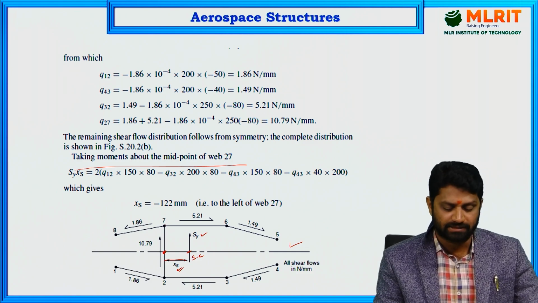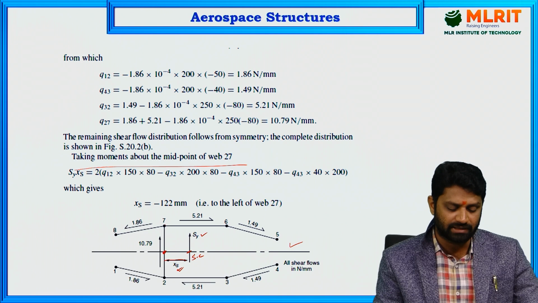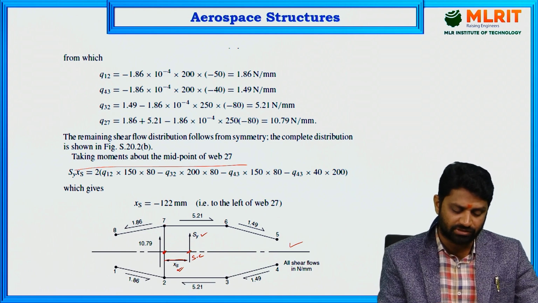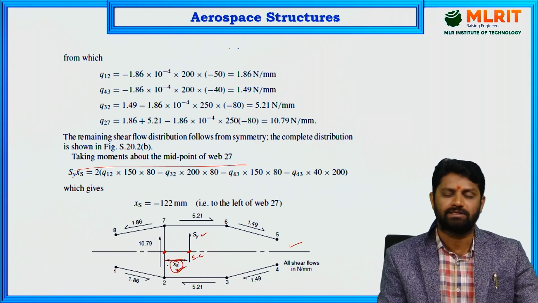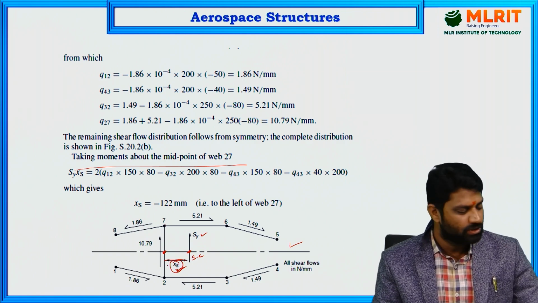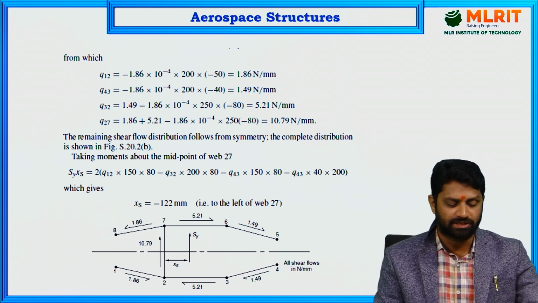Since the given diagram is symmetrical about the horizontal axis, the shear center lies on the axis of symmetry. So we are choosing this point as the shear center, which is at a distance of XS. Our aim is to calculate the horizontal position of the shear center, that is XS. Now let's apply the moment.